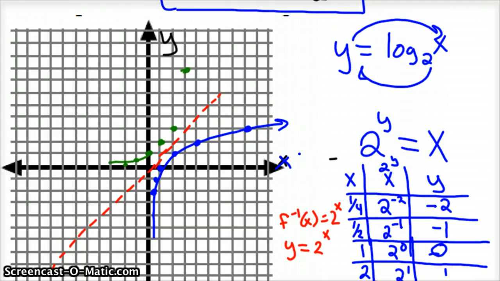And so there's your function 2 to the x, or the inverse of it. You can kind of see how the inverse, the exponential function, is related to the logarithmic function. And that's pretty much how to do it by hand.